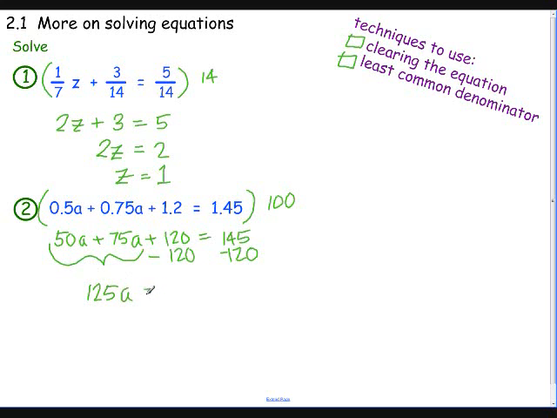125a equals 25. Good. Now I won't subtract. I'm going to do the opposite of multiplying, which is dividing. And I get a is equal to, yes.